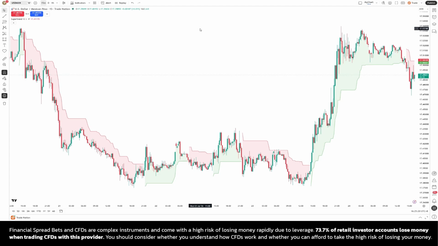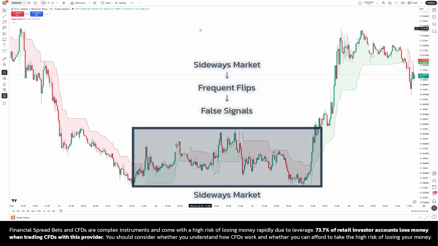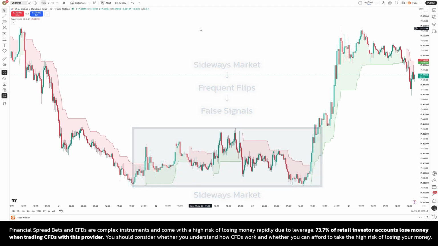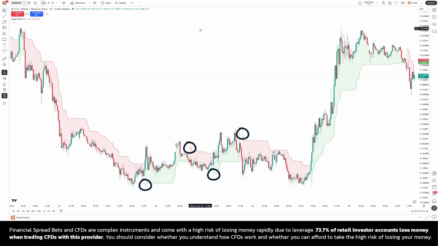One of the indicator's main limitations is that it can struggle in sideways markets. When price moves without a clear trend, Supertrend may flip between bullish and bearish signals with limited follow-through. This can create false signals if it is used on its own.